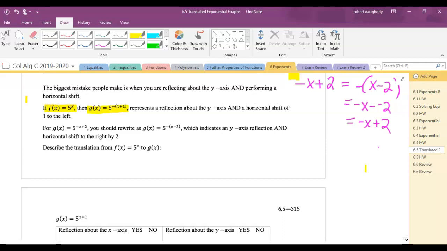Like what? That's two reflections. That's reflected about the x-axis and the y-axis. Okay. So what's new here is this y-axis reflection. Okay. So let's take a few examples.